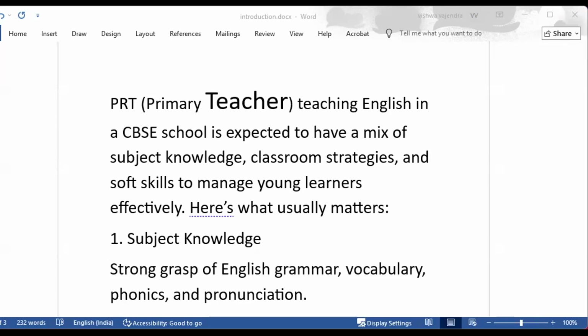Regrouping, ma'am. Huh? Regrouping. Okay. How do you regroup? Regrouping, we can say. Regrouping means, instead of borrowing, we can use that word regrouping and we can explain them further.